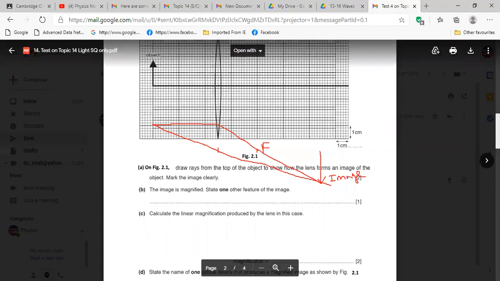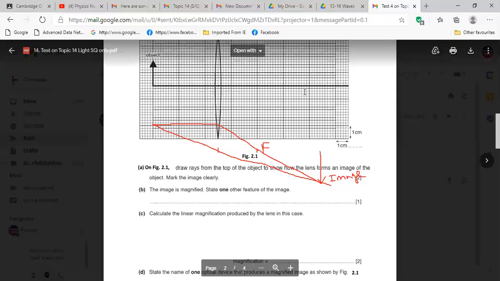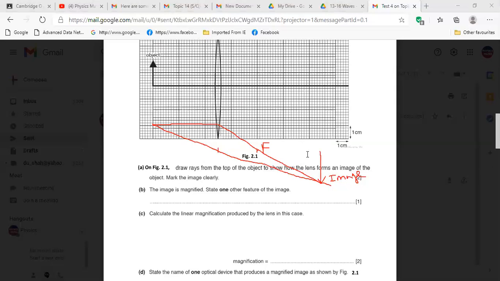The image is magnified. The image is magnified. State one other feature of the image. So what will be the other feature? The other feature, it is inverted, right? Hello, yes, sir. Mahi is not there. So the other feature, it is inverted, then it is real.